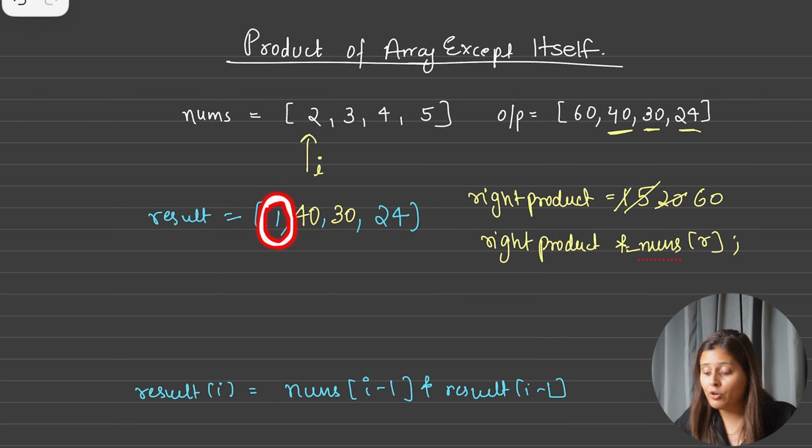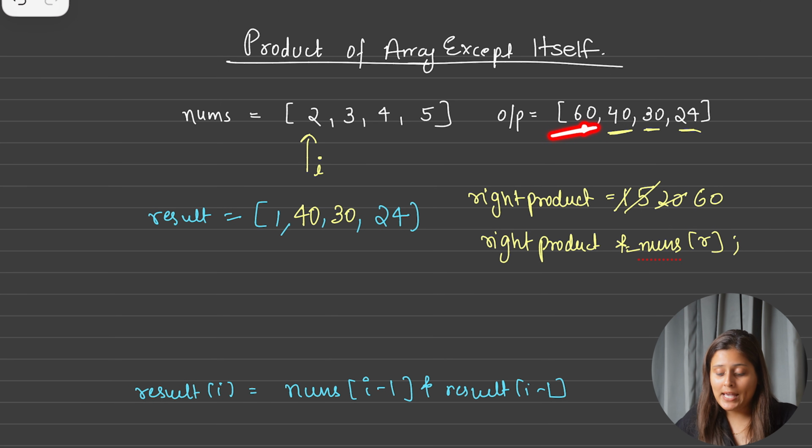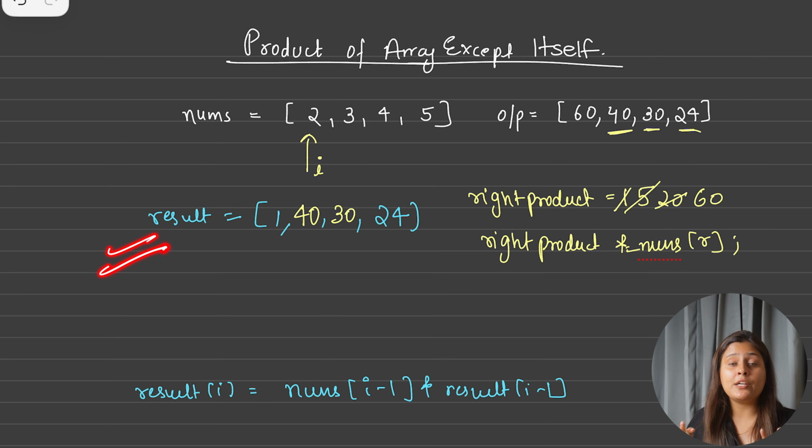So this one I want to multiply with 60, and hence it will become 60. Correct? And that's what was expected also. Yes. So in this way we can reuse the prefix sum idea to store our final answer for the left product and right product.